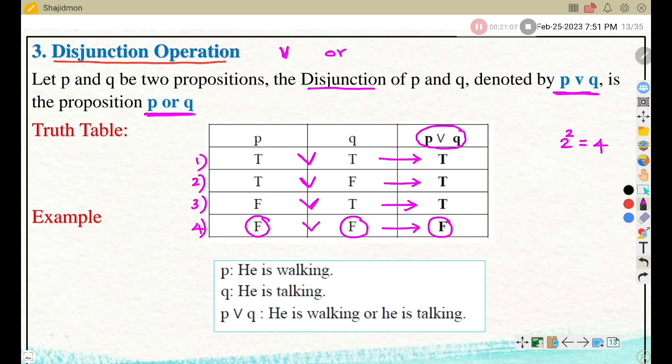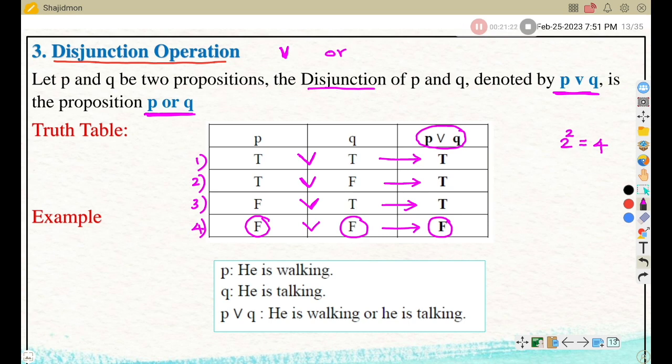Both are false means false. That means if one of the statements is true, the answer will be true. Both are false means the answer will be false. So that is the disjunction operation, the or operation.